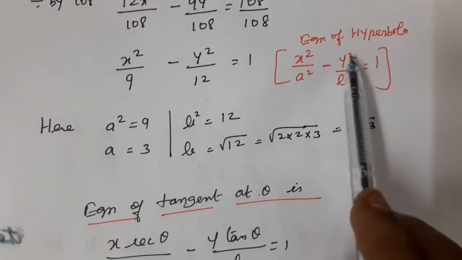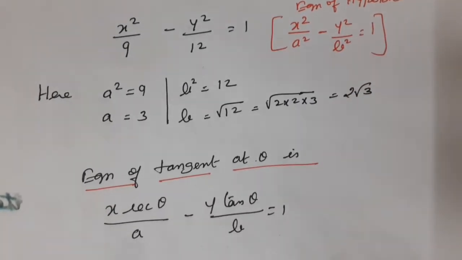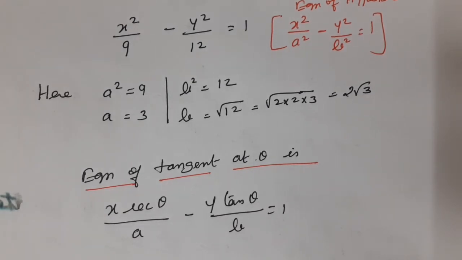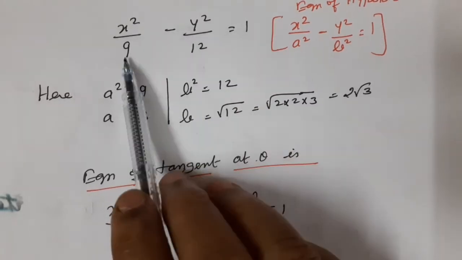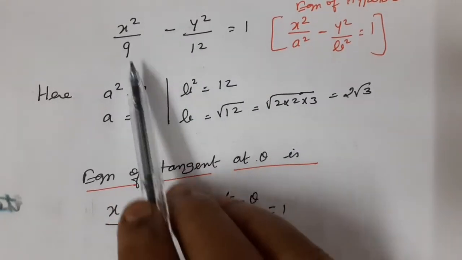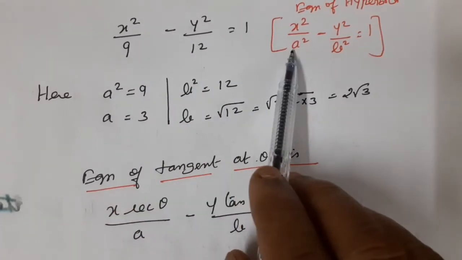If a minus means it is nothing but what? Hyperbola. Next class I am going to start the hyperbola and parabola and everything. So comparing with the standard form of the hyperbola, a square equal to 9. What is the a square equal to 9?